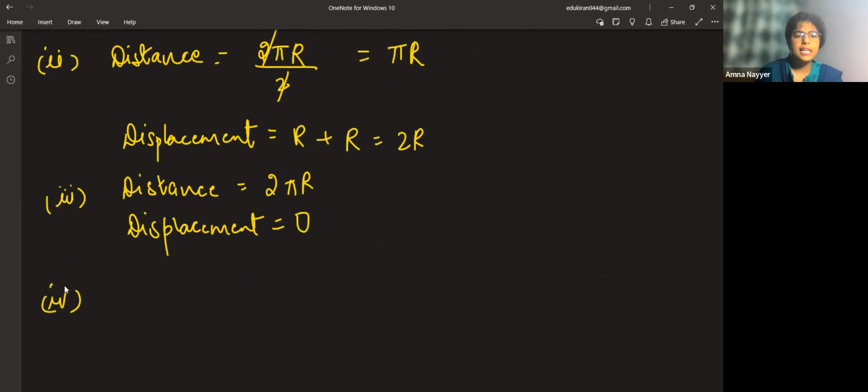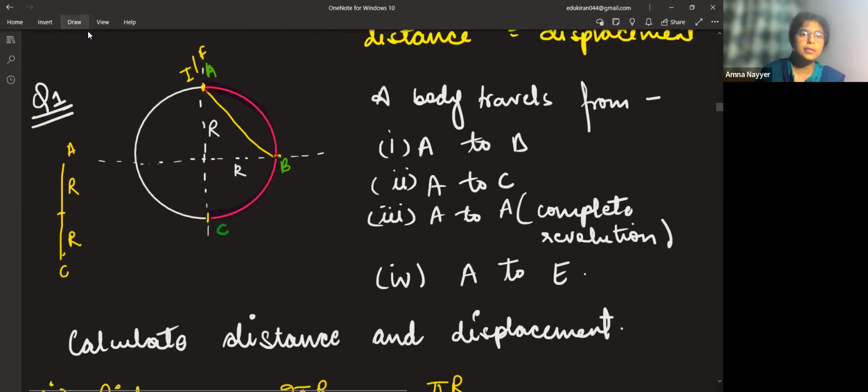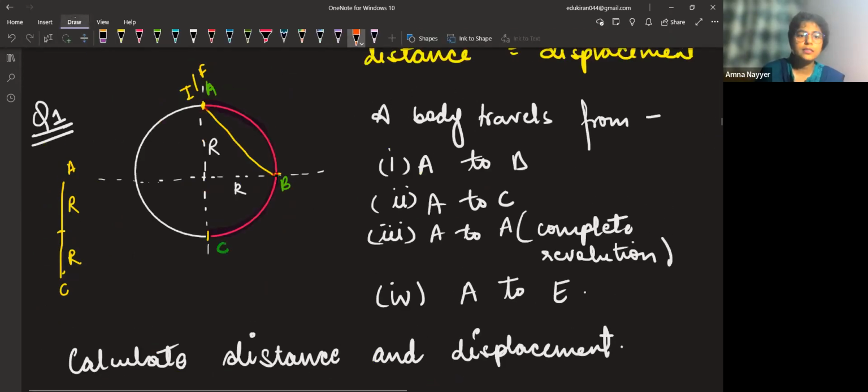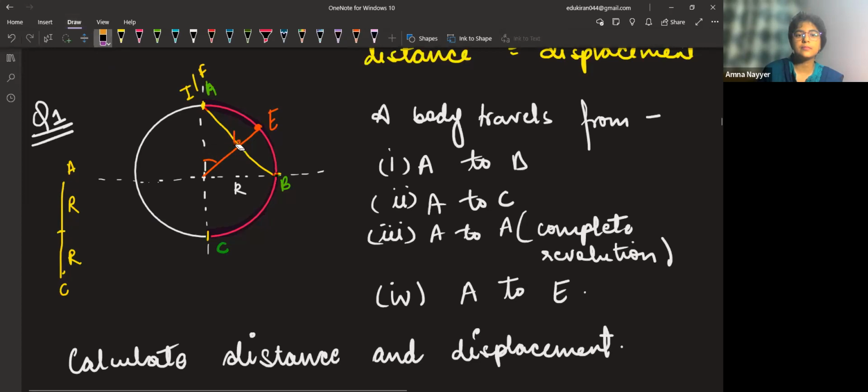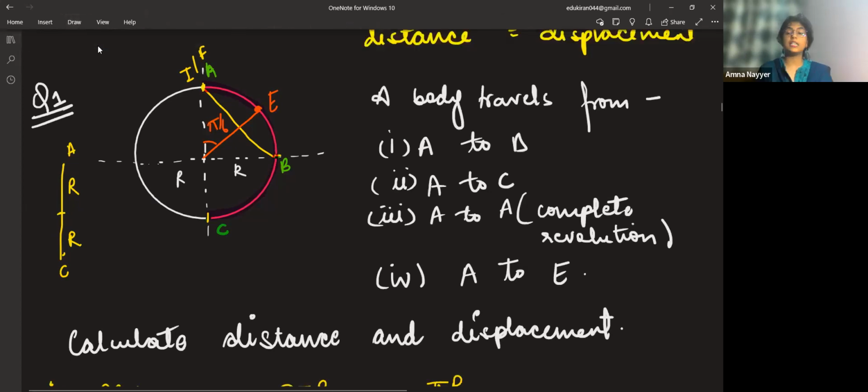Let me discuss the fourth part. Fourth part, A to E. Let me mark E for you. This point is E point. And the angle here that is made is pi by 6. Now pay attention. This is the tricky part. The first 3 parts were trivial. You were able to answer in one go, right?